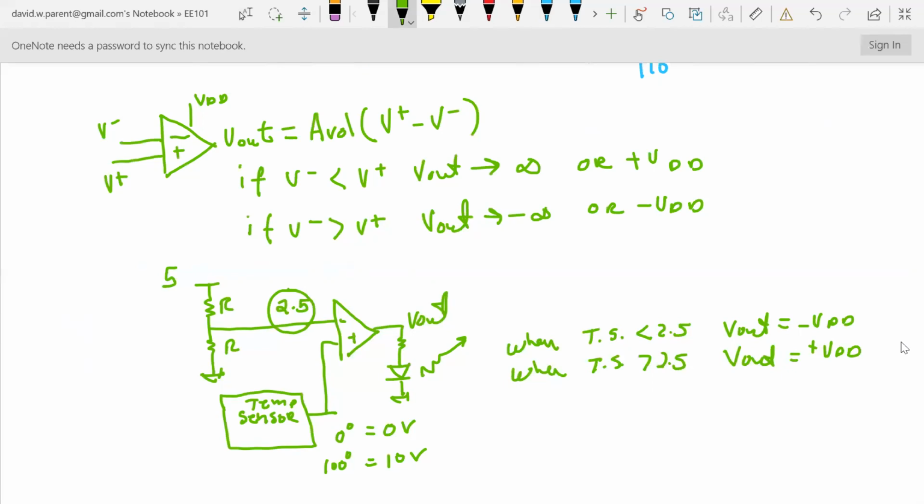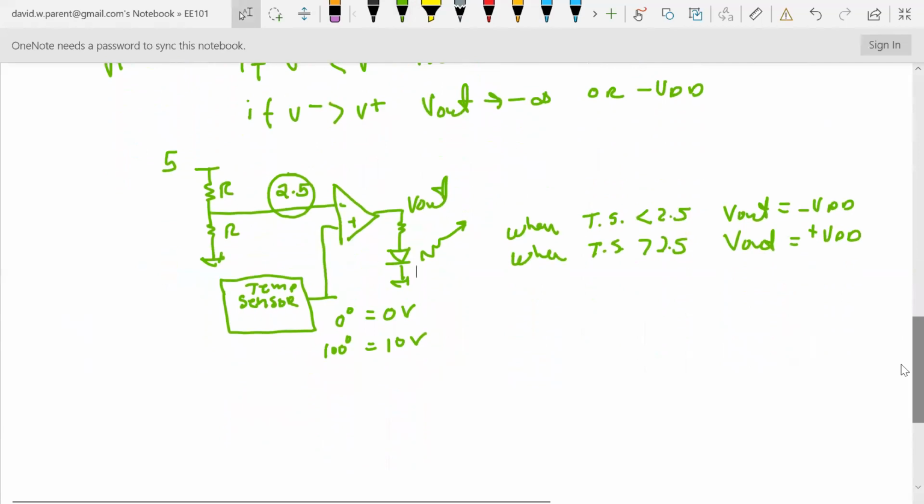And there is a misconception. Let's just rewrite this equation again. V out equals the open loop gain times V plus minus V minus. If these two are equal, well, then you would have 0 times infinity, V out would equal 0. So in general, V plus and V minus are never equal, but they can be super, super close, okay?